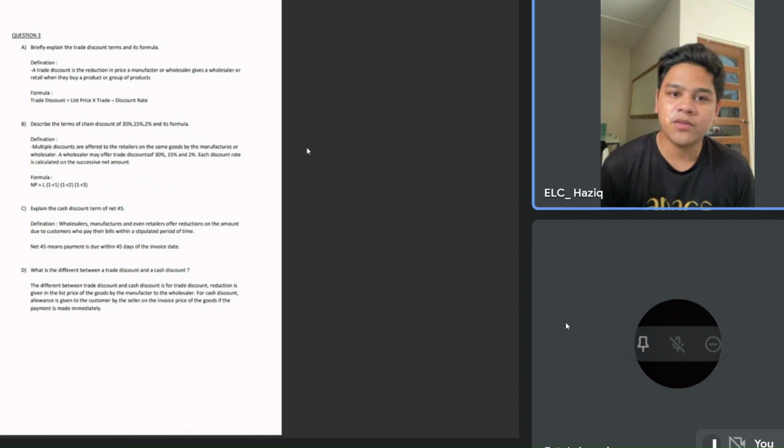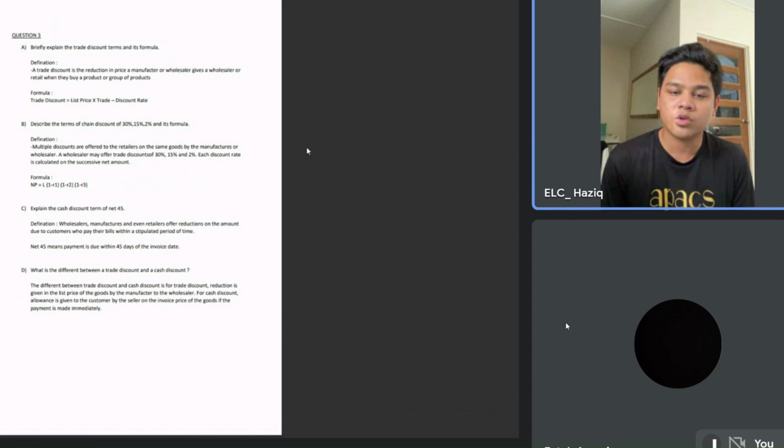The first one is briefly explain the trade discount terms and its formula. The definition is a trade discount is the reduction in price a manufacturer or wholesaler gives a wholesaler or retailer when they buy a product or group of products. The formula: trade discount equals list price multiplied by trade discount rate.